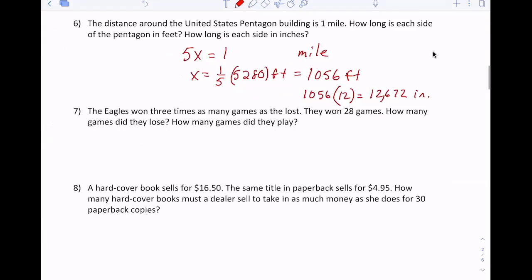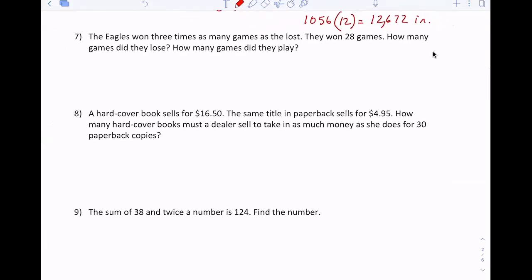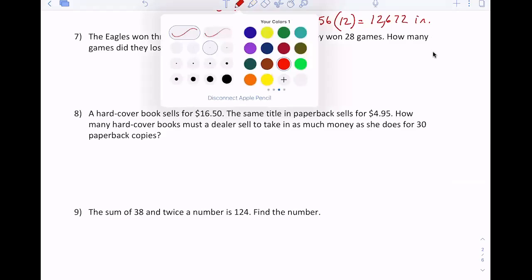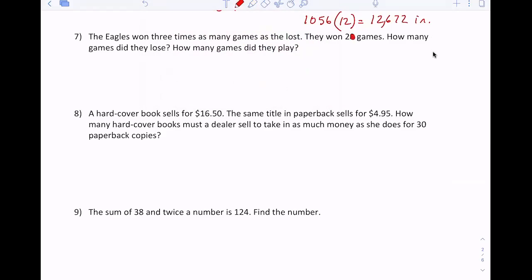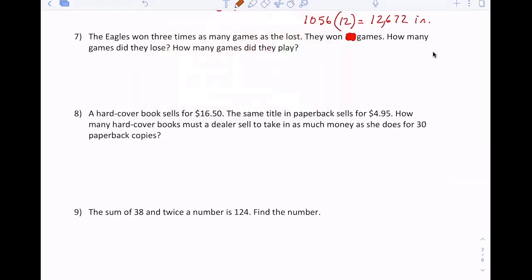Here we go. Next. It says the Eagles won 3 times as many games as they lost. All right, now, do me a favor. Change 28 to 27. That was a typo on my part. So change 28, please. Erase the 28 and just put a 27. The Eagles won 3 times as many games as they lost. They won 27 games. How many games did they lose?